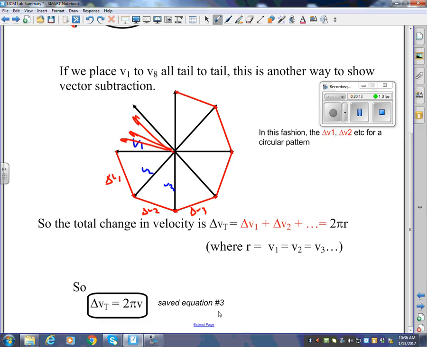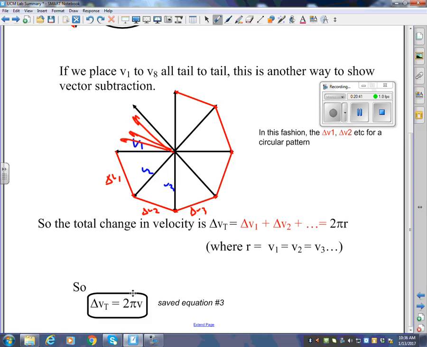So the total change in velocity is equal to 2 times pi times the actual velocity, because of this logic here. Okay? That's all I'm saying. It's okay. I don't expect you to get it. I expect you to go, yeah, I kind of get it, I got an idea.